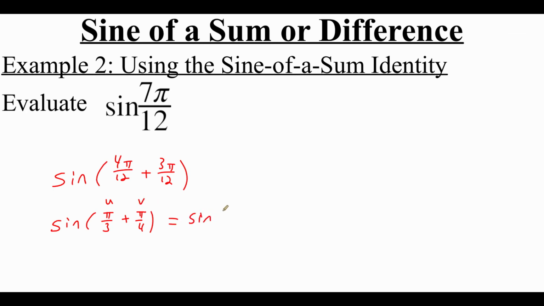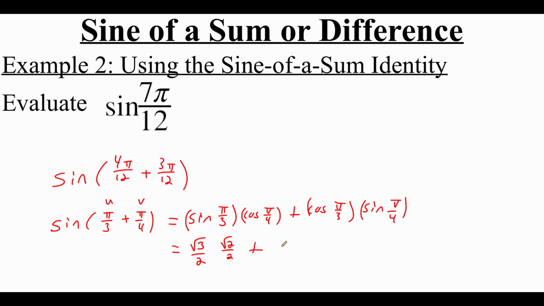So this is going to be the sine of pi over 3 times the cosine of pi over 4 plus the cosine of pi over 3 times the sine of pi over 4. And I'm going to use my unit circle to help me out from here. So the sine of pi over 3 is root 3 over 2. Cosine of pi over 4 is root 2 over 2, plus the cosine of pi over 3 is 1/2 times the sine of pi over 4 is root 2 over 2. Now if I multiply these radicals together, I'm going to get root 6 over 4 plus root 2 over 4.